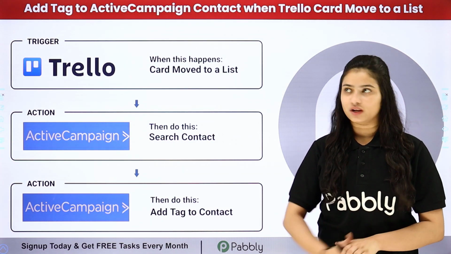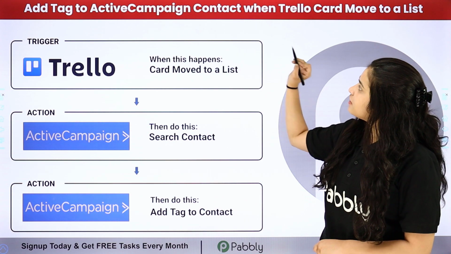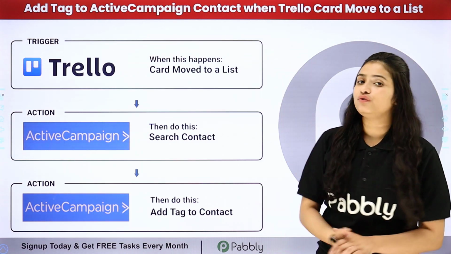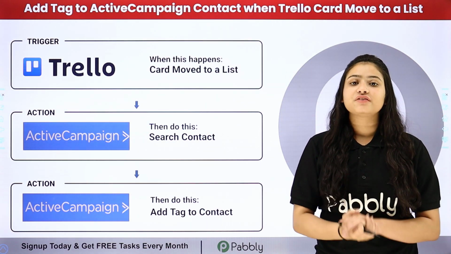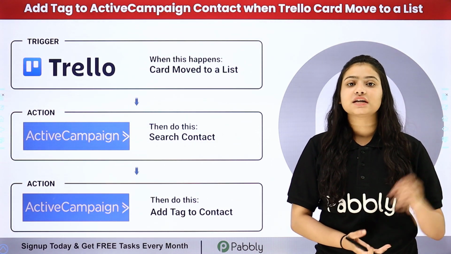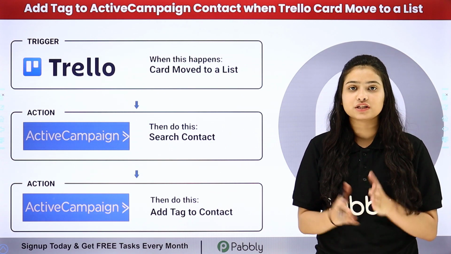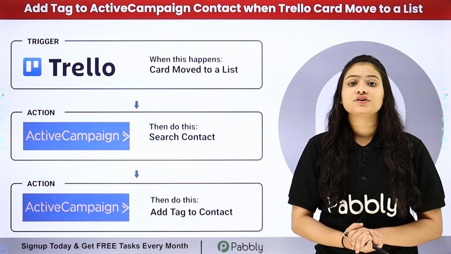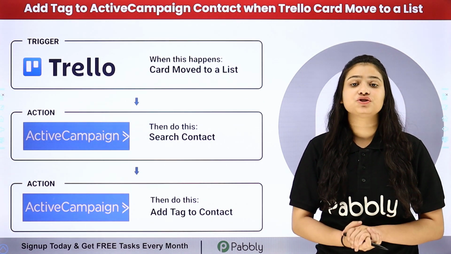In this video, we are going to learn how to add a tag to an ActiveCampaign contact when a Trello card is moved to a specific list. So I have created Trello cards for some of my ActiveCampaign contacts. And now my objective is that as soon as a card inside Trello is moved to a specific list, then the contact for which I have created the card inside ActiveCampaign should get a tag.